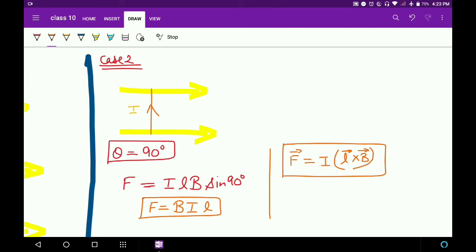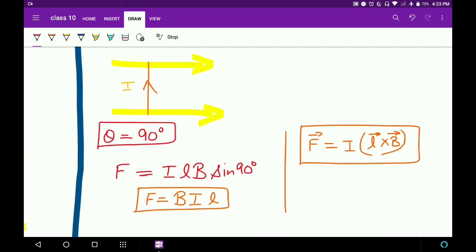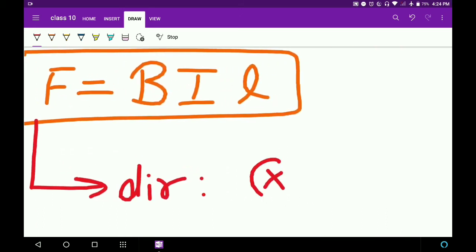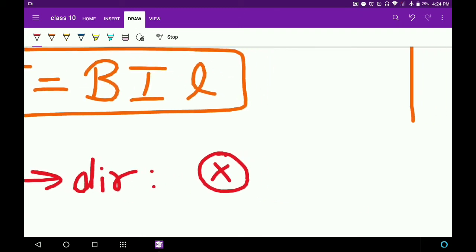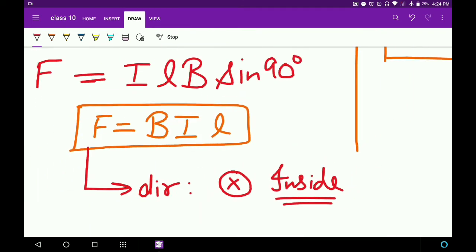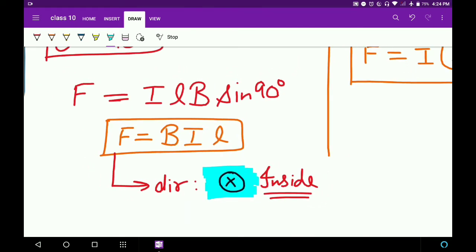So in this particular case, the direction of force will be inside the screen. This is the symbol for inside the screen. Whenever we want to show inside in 2D, we draw it like this. If I want to show outside direction in 2D, then instead of a cross I will put a dot. That circle will be there, but instead of the cross I will put a dot.